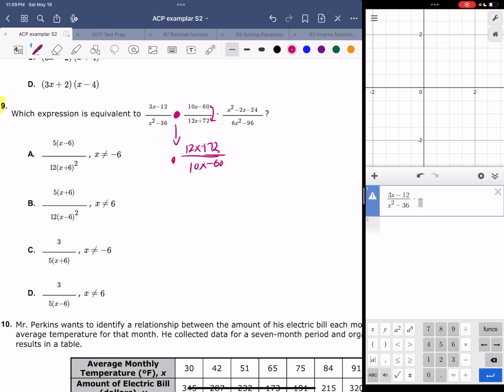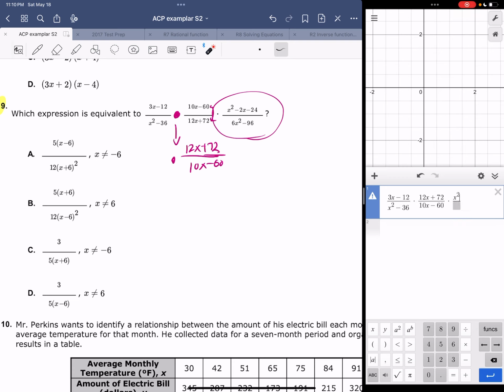Multiply 72, 10x minus 60. And now I'm going to put this one. Again, I don't have to flip this because this is multiplication already. But if it was a division, you have to flip it.